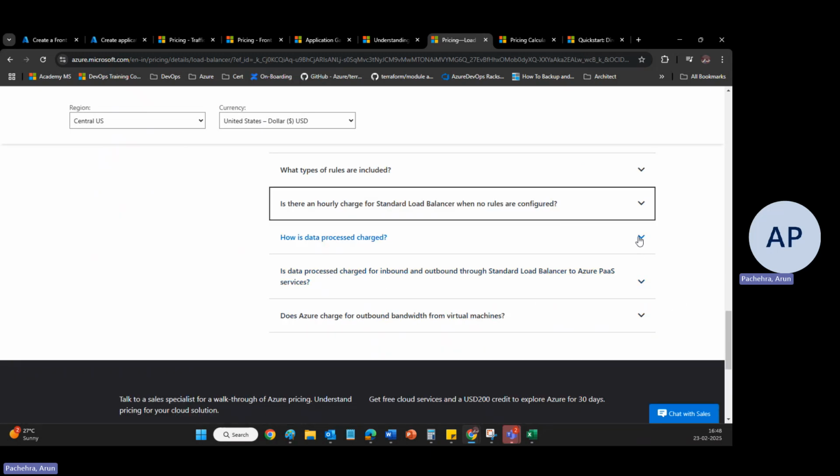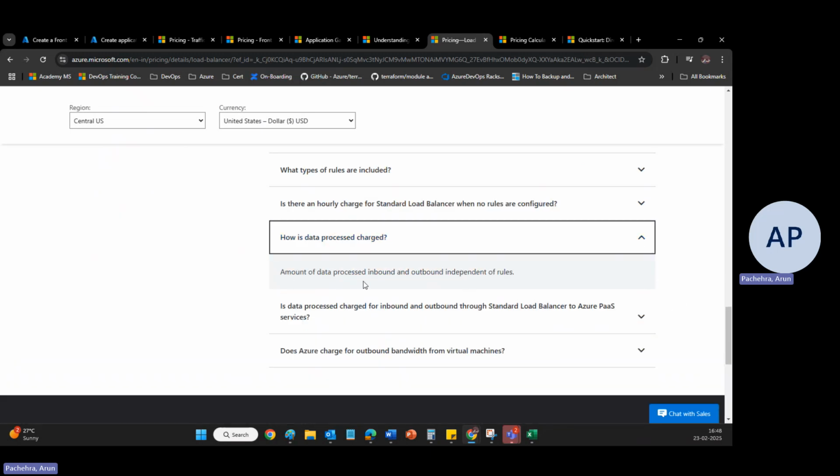How is data processed charged? We have seen already the amount of data processed. Now it is counting both inbound and outbound independent of the rules. So data processing has nothing to do with the rules. How much data is going in and going out, it will calculate as per that.